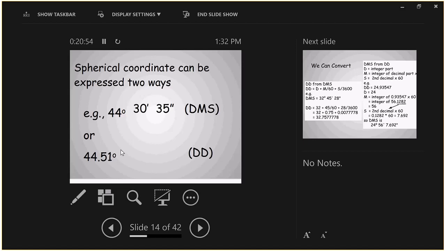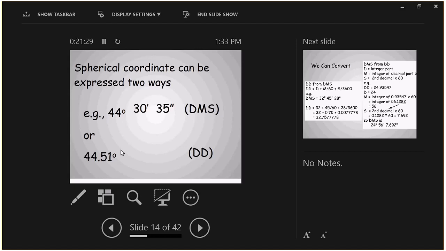So 44.51 decimal degrees. You still see things expressed in both of these. You can convert, okay? So if you could do the math here, 30 minutes would be how many decimal degrees? Let's ignore this for a second. What portion of a degree is 30 minutes? A half. So it's 0.5. So ignoring this, this would be 44.5.